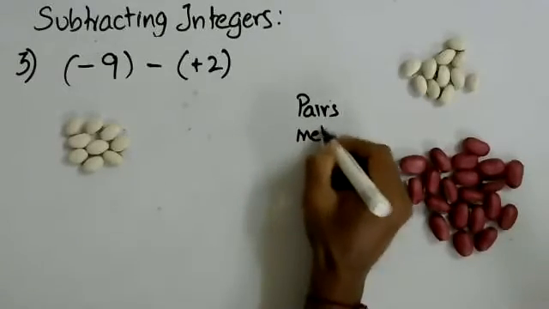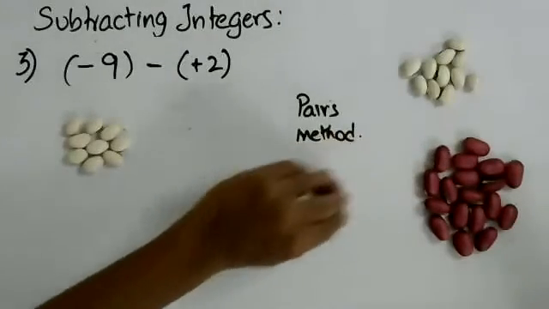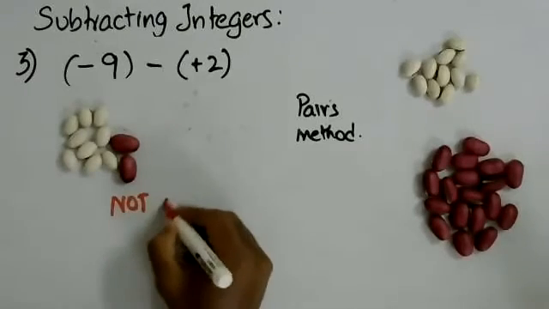Pairs method. Okay, but before we get to there, let us look at it a little more closely. What I want to do is remove +2 from this, but there is no +2 in this. So what do I do? If I don't have +2, I can put 2 into this. But then that becomes something that is not allowed in mathematics. So this is not allowed.